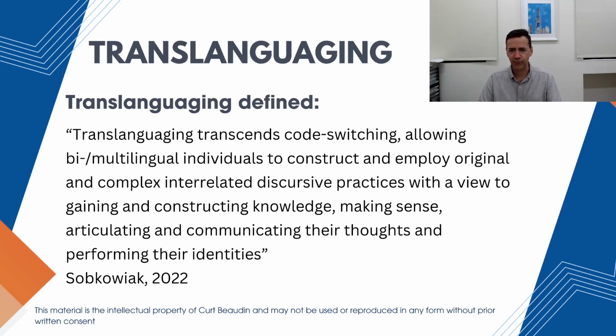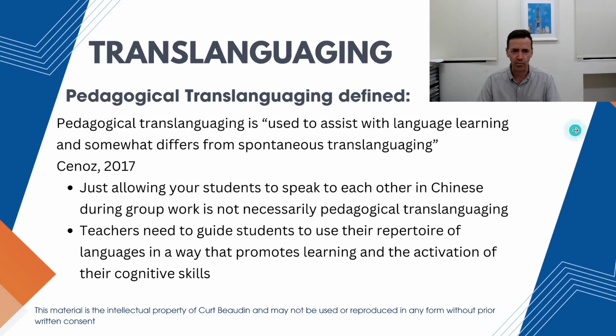Okay, so a couple formal definitions for you. Translanguaging transcends code switching, allowing bi or multilingual individuals to construct and employ original and complex interrelated discursive practices with a view to gaining and constructing knowledge, making sense, articulating and communicating their thoughts, and performing their identities. Okay, so before I try to simplify that, let me give you one more.